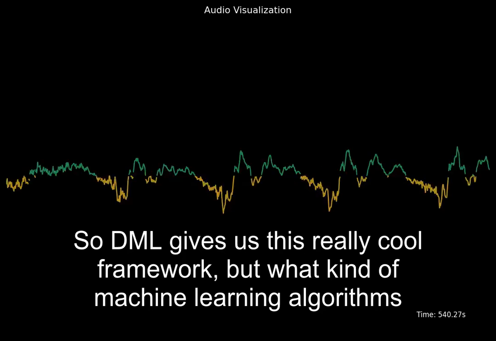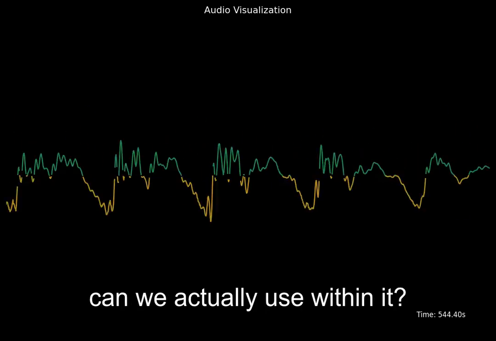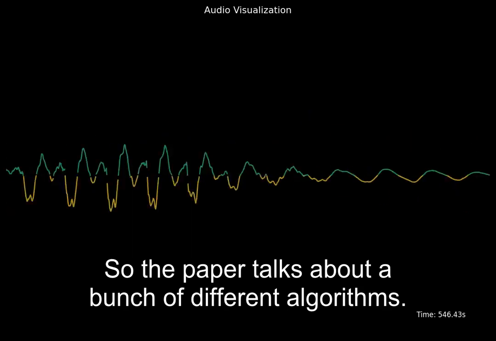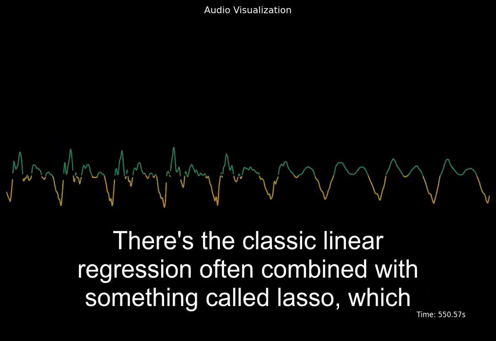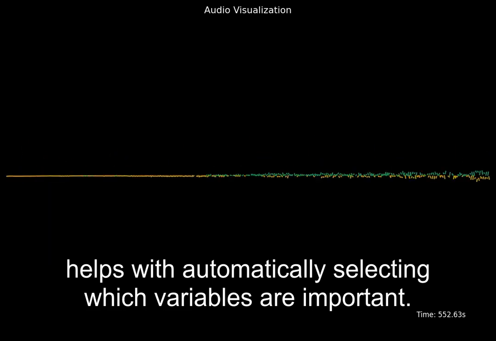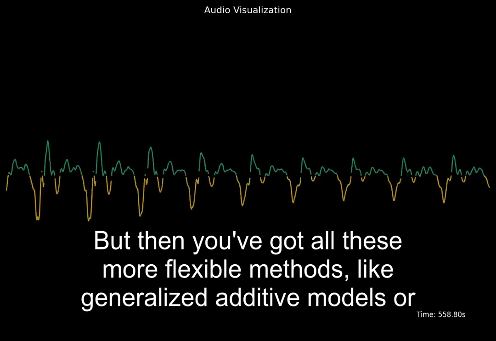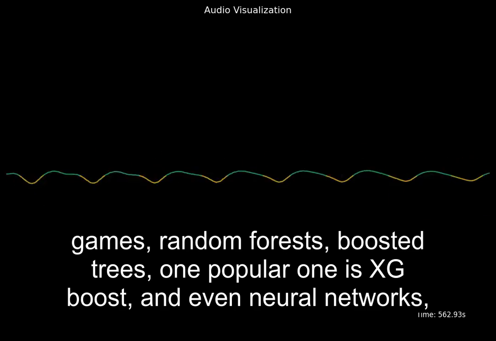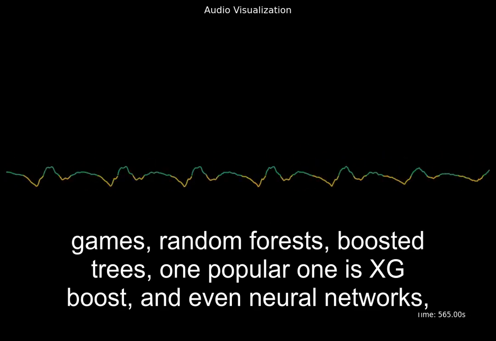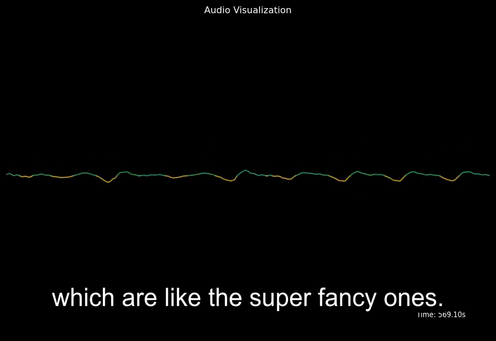Okay, so DML gives us this really cool framework, but what kind of machine learning algorithms can we actually use within it? So the paper talks about a bunch of different algorithms. There's the classic linear regression, often combined with something called lasso, which helps with automatically selecting which variables are important. But then you've got all these more flexible methods like generalized additive models or GAMs, random forests, boosted trees, one popular one is XGBoost, and even neural networks, which are the super fancy ones. That's a lot of options.